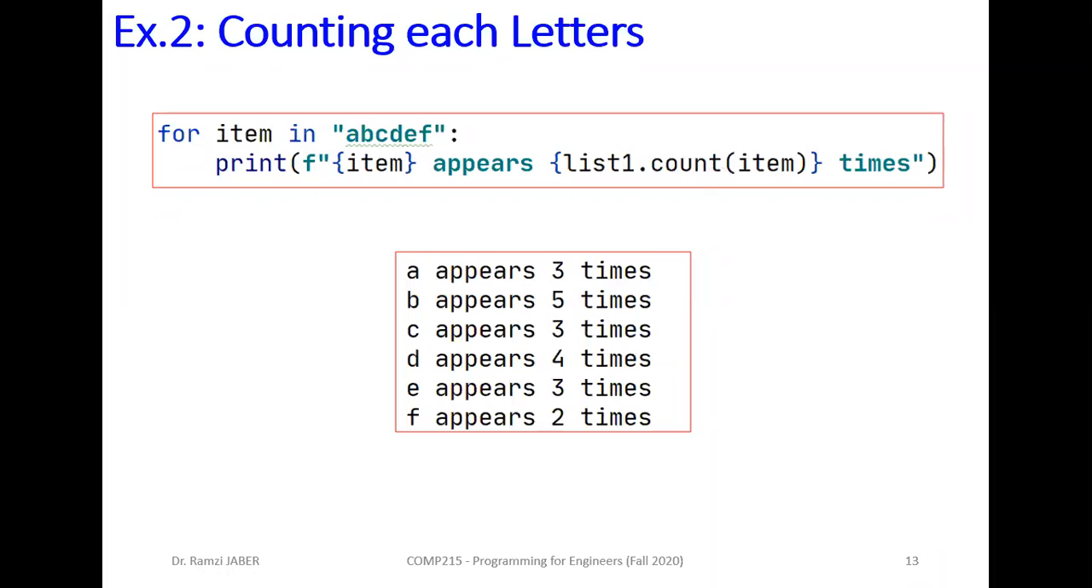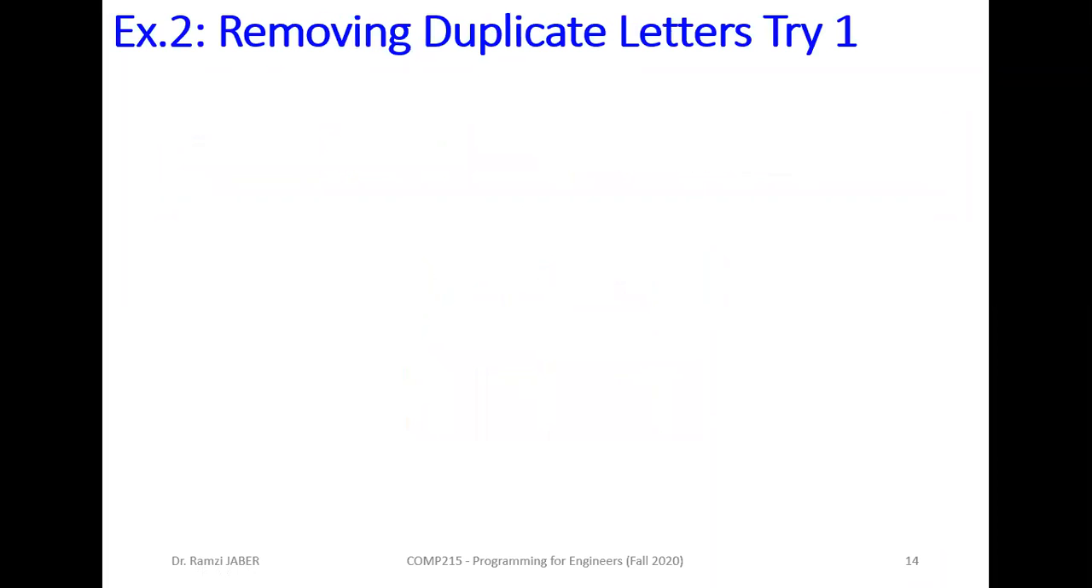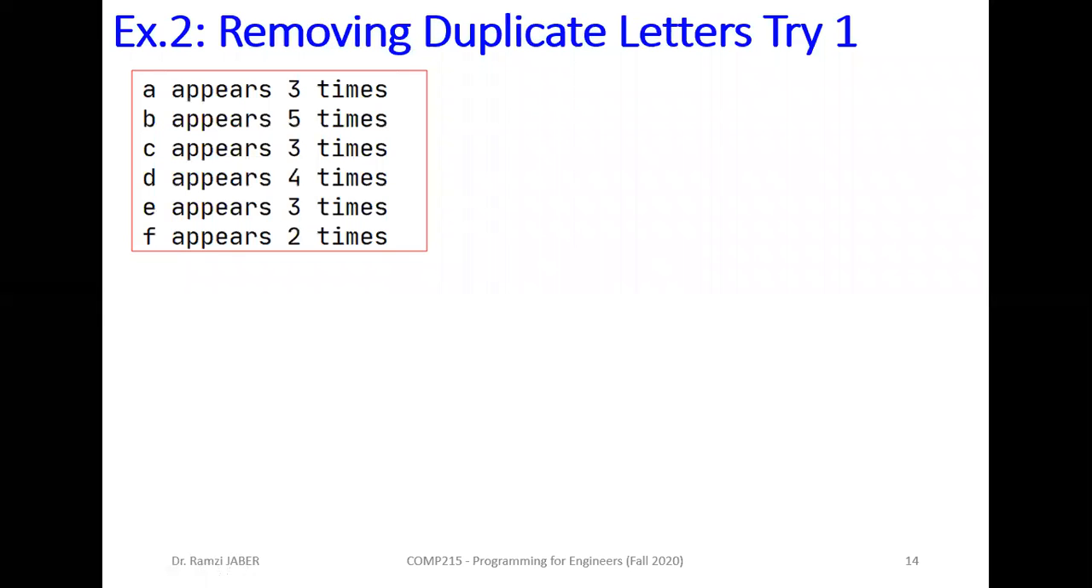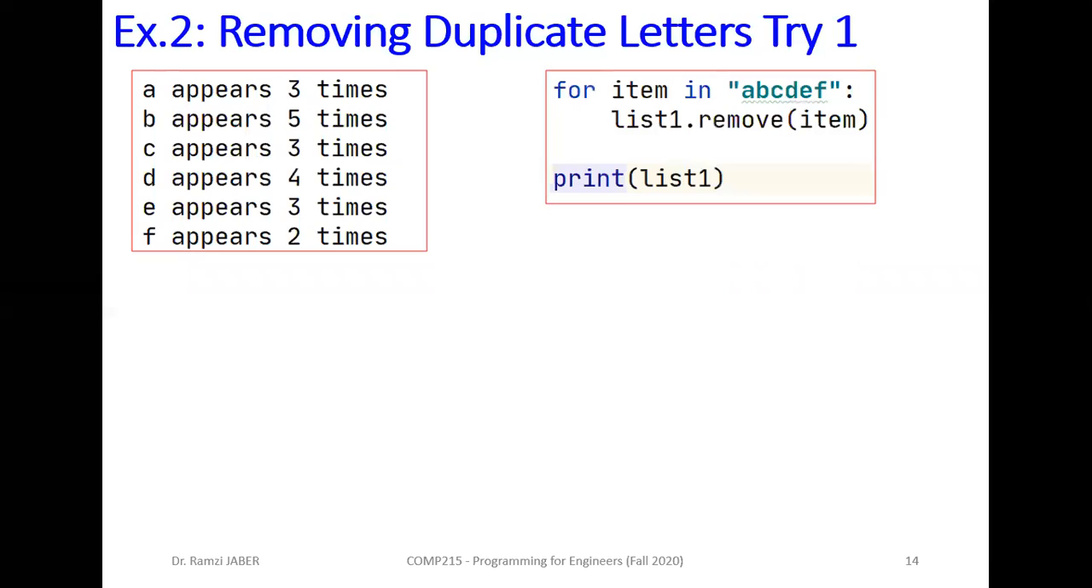Good. So let's try to remove the extra letters. Removing duplicate letters, try number 1. This is the given: we have A 3 times, B 5 times, C 3 times, D 4 times, whatever. The first trial code: if we use this, for item in A, B, C, D, F, list1 dot remove item, print list1. Is this true or false? False. Why is it false?